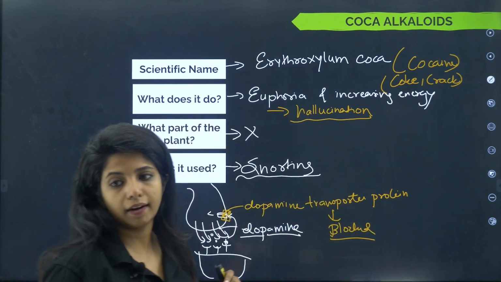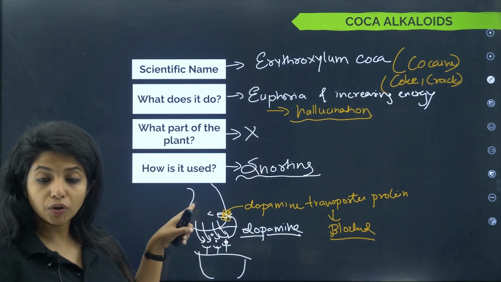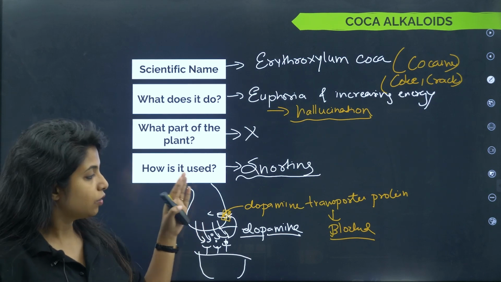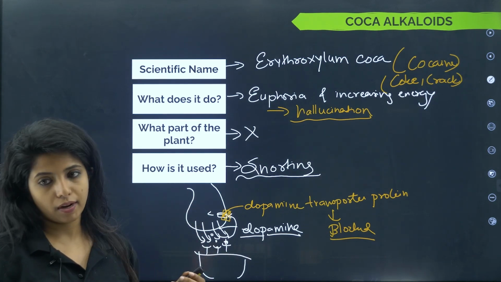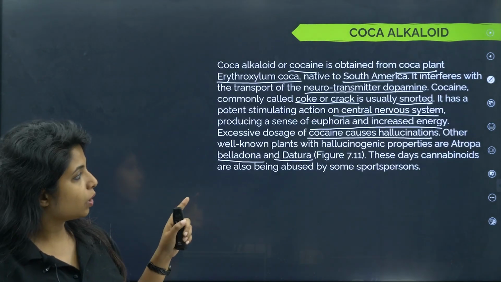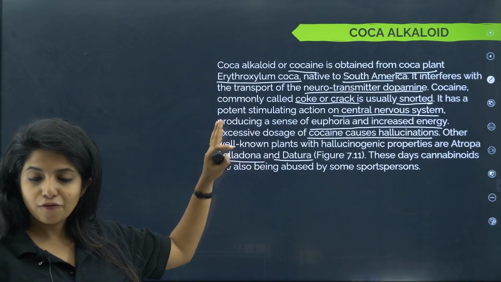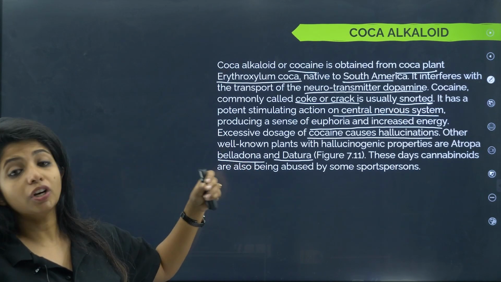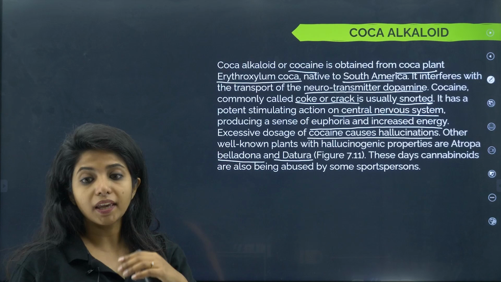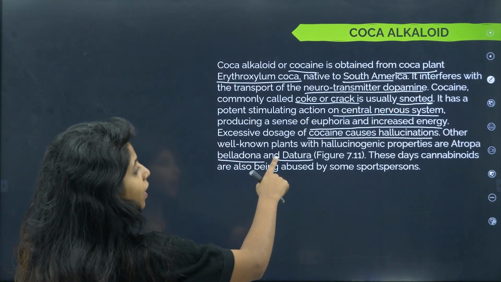Coke or crack. Fine. And they mess up with the dopamine receptors, as the dopamine does not go inside. If dopamine does not go inside, the dopamine stays here, sends on the signal, and then things go on like that. Okay. And now they have given the names of other plants which do not come under this category of Coca Alkaloids, but there are certain other plants as well, which are hallucinogens, the ones that can cause hallucination and which are commonly found. It is Atropa, belladonna and datura.